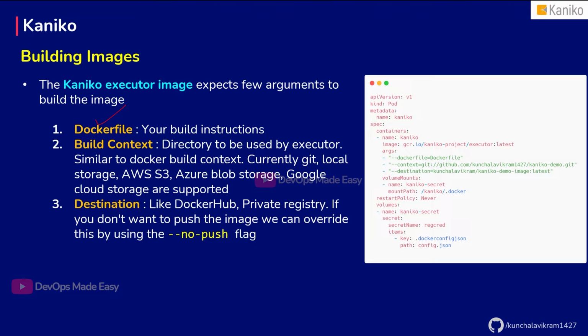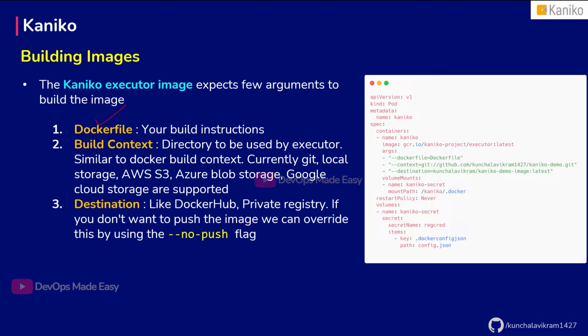Without the build context, it becomes difficult for the executor image to find the correct context. So we have to give the build context with the set of source files and the Dockerfile. Currently your Git repositories, local storage, S3 buckets, blob storage, and Google Cloud Storage are all supported.